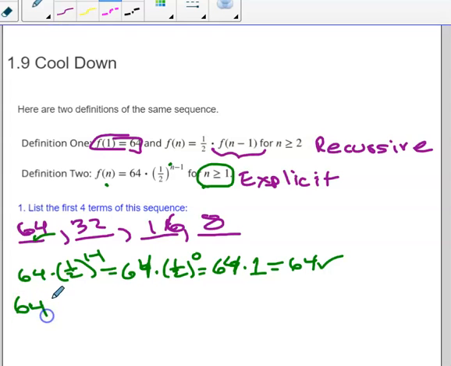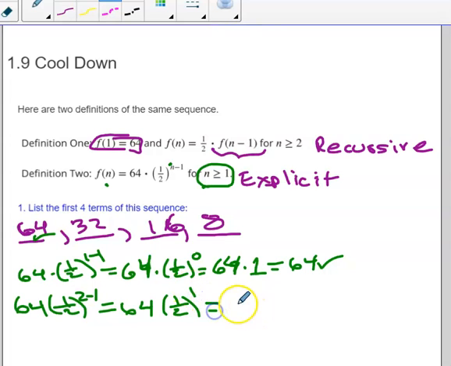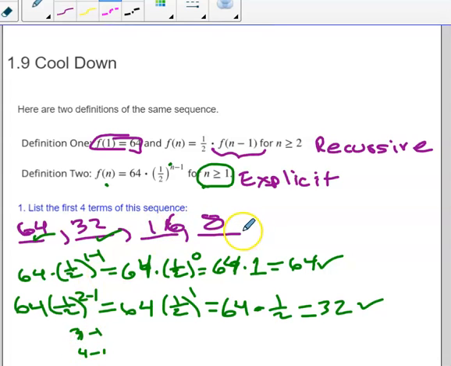If I do this again, 2 minus 1 is 1. 64 times a half. 1/2 to the power of 1 is just 1/2. So 64 times a half is basically taking half of 64, which is 32. And you see, if you repeat this process for 3 and for 4, you're going to get the same sequence.